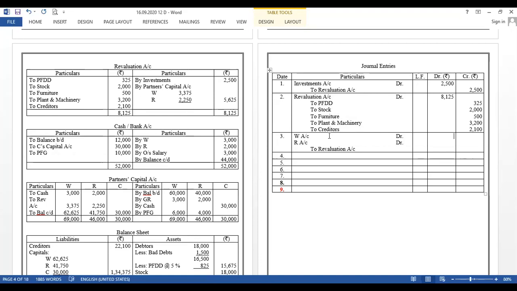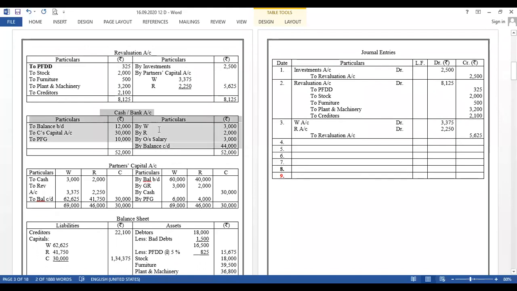The amount distributed was 3,375 and 2,250, right? And the total is 5,625. Okay? Done. So from the revaluation account we have 3 entries. We are done with those 3 entries. This part, provision for doubtful debts, is very important in this sum. We'll take care of this by the end of the journalizing. Now, from cash and bank also we need to check what entries are possible. We cannot have any entry for balance, right? We have C's capital, we have PFG.